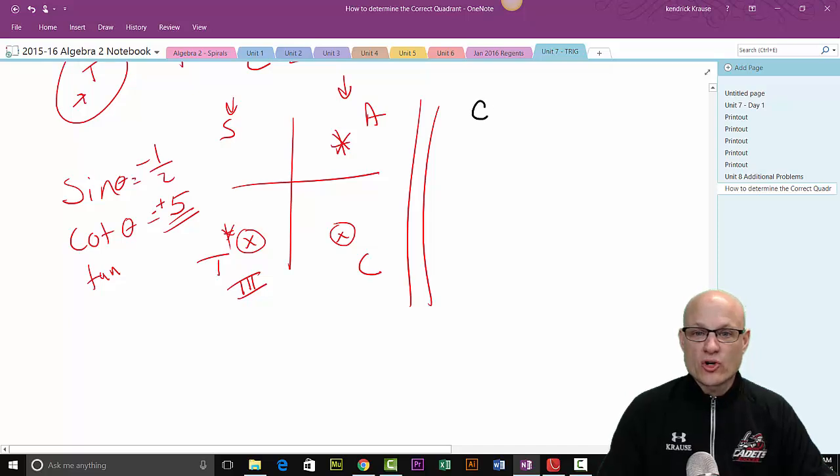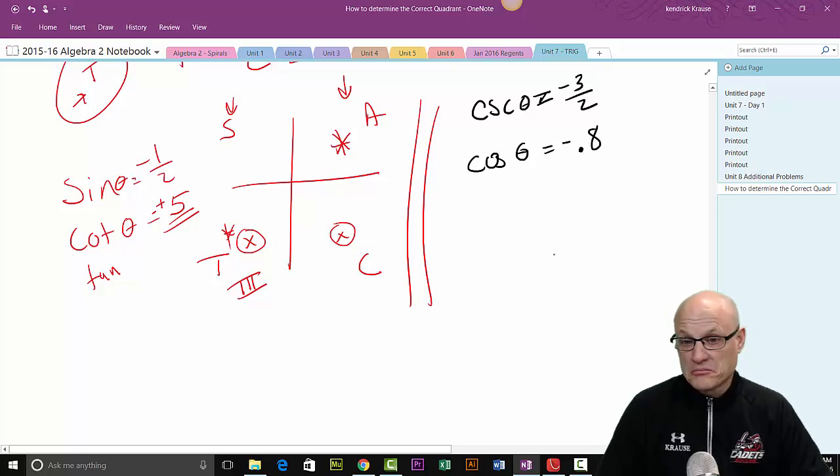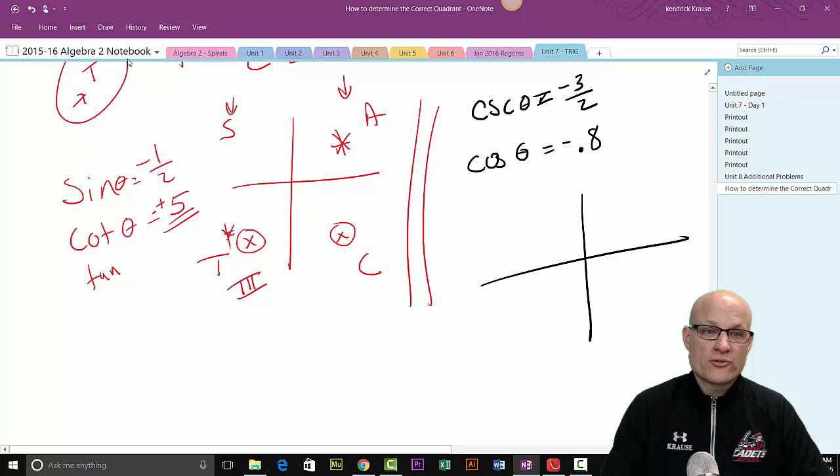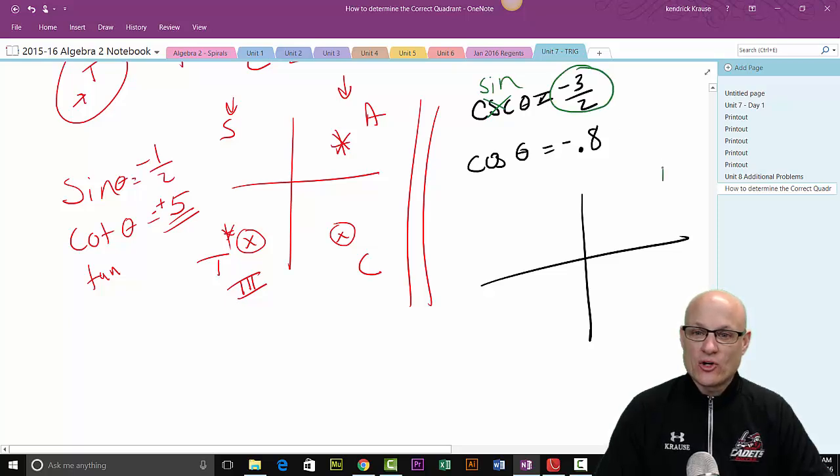Cosecant theta equals, let's say, negative 3 over 2, and cosine of theta equals negative 0.8. It's just weird. I don't care what it is. So let's see here. I don't understand cosecant. I know sine. So sine is negative. All is positive here. Sine is positive here. Tangent and cosine.